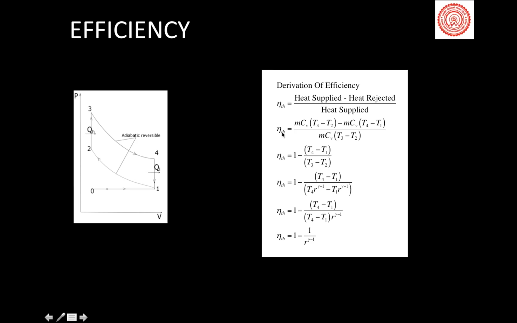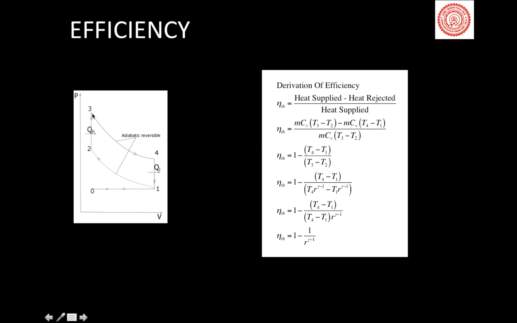Hence, the thermal efficiency of the Otto cycle can trivially be written as mCv (T3 minus T2), that is from 2 to 3, minus mCv (T4 minus T1), that is heat rejected from 4 to 1, divided by the heat supplied. By eliminating mCv from the equation, all we get is 1 minus (T4 minus T1) upon (T3 minus T2).